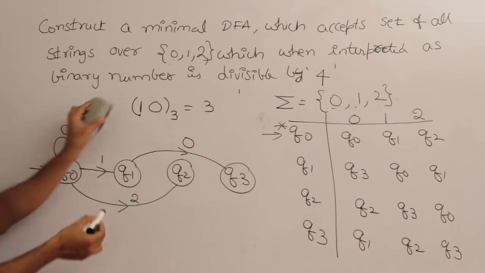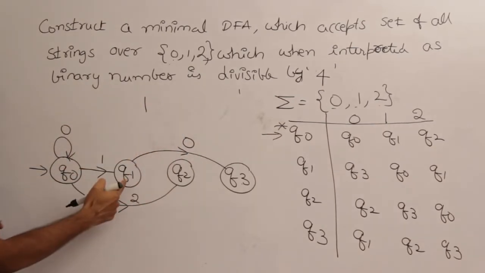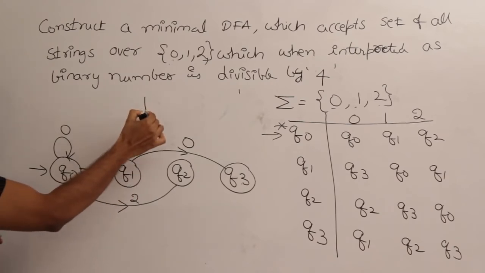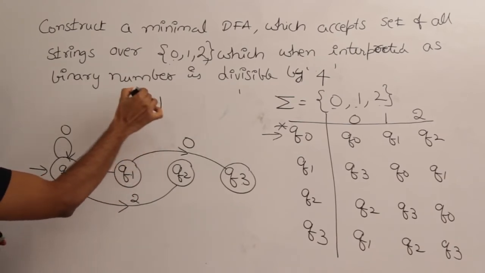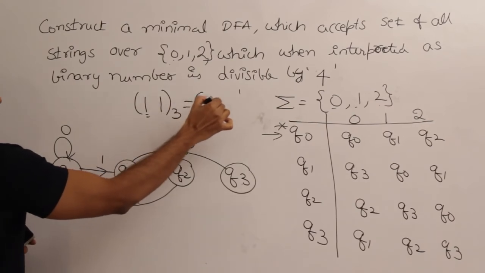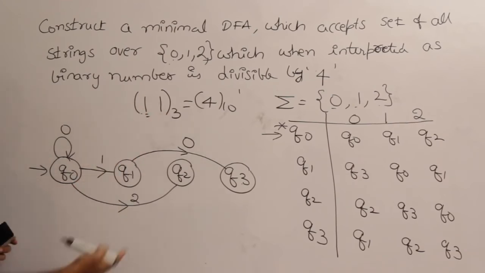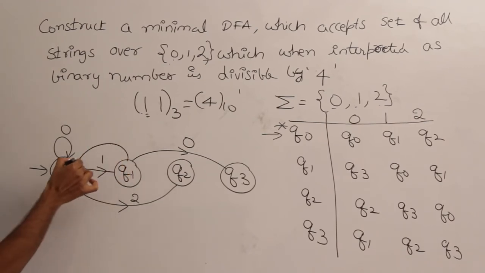Now again I might see 1. I have seen 1 and reached Q1. Now I am in Q1, and if I see a 1, this entire number in base 3 is 4 in base 10. How? Take 1, multiply with 3 and add 1. That is nothing but 4. If I divide 4 by 4, the remainder is 0. Therefore I go back to Q0.